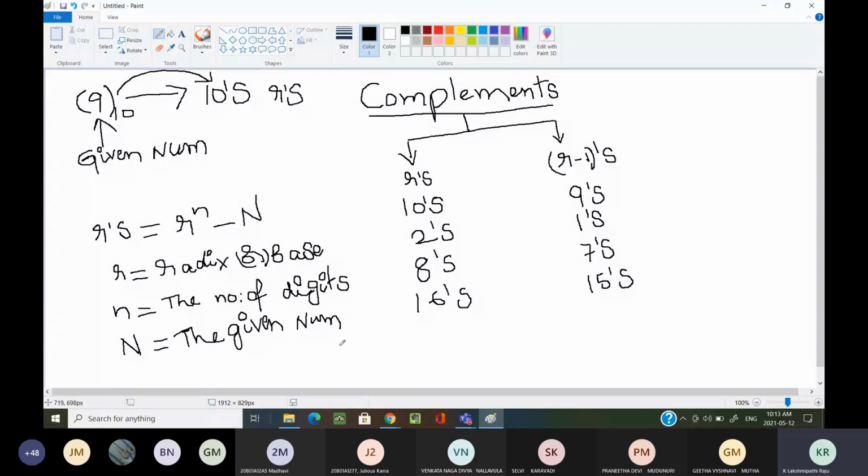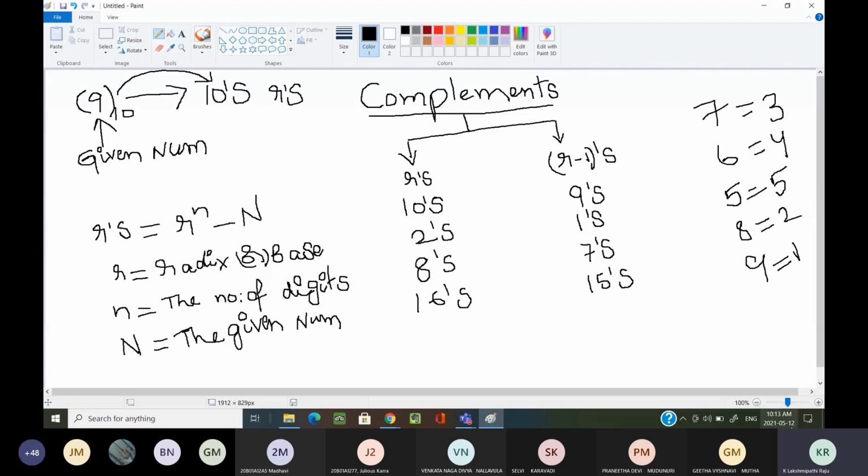Now, see here, for 7 the complement is 3. For 6 the complement is 4. For 5 the complement is 5. For 8 the complement is 2. For 9 the complement is 1.